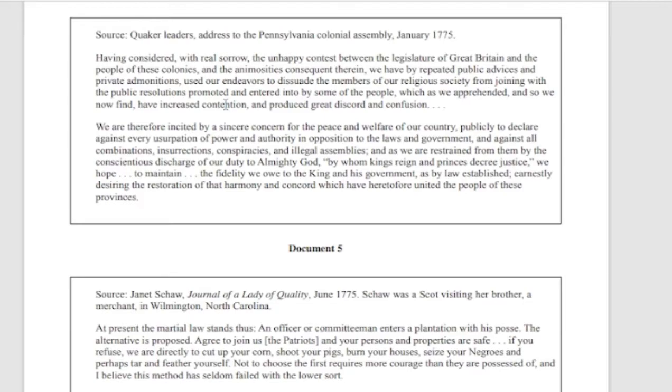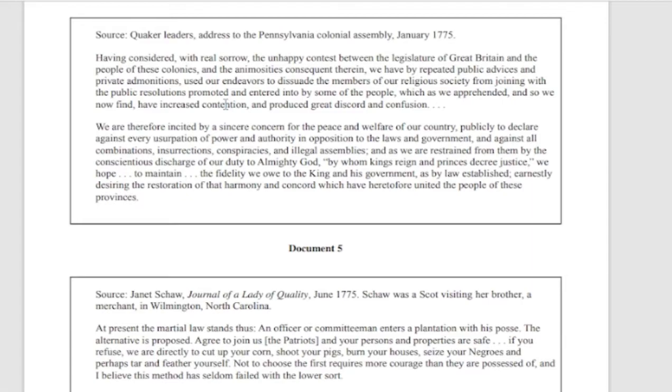Having considered with real sorrow the unhappy contest between the legislatures of Great Britain and the peoples of these colonies, and the animosities consequent therein, we have repeated public advice and private admonitions used our endeavors to dissuade the members of our religious society from joining with the public resolutions promoted and entered into by some of the people, which, as we apprehended and so we now find, have increased contentions and produced great discord and confusion.